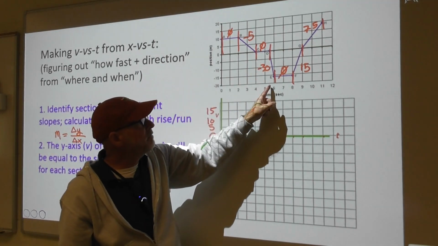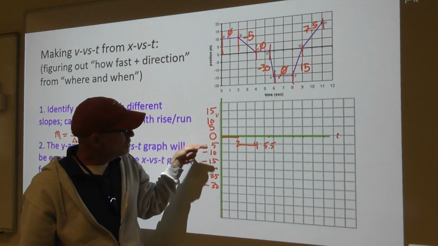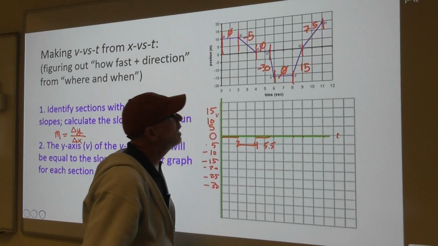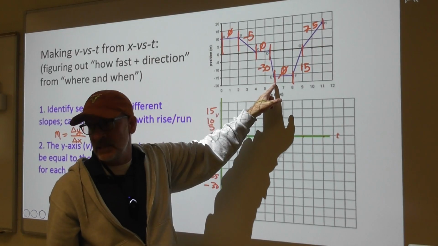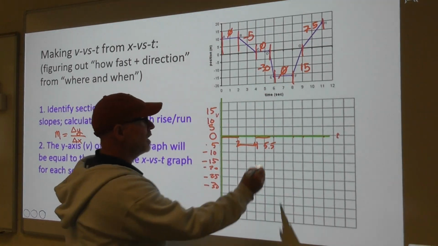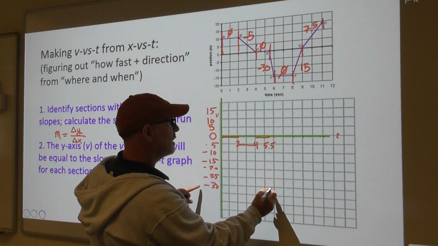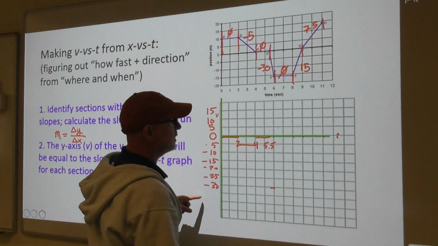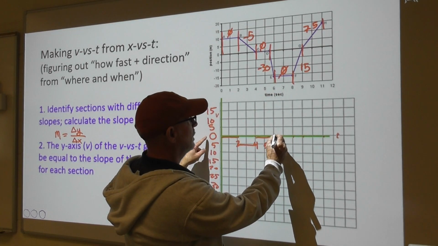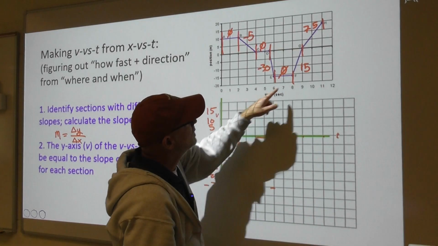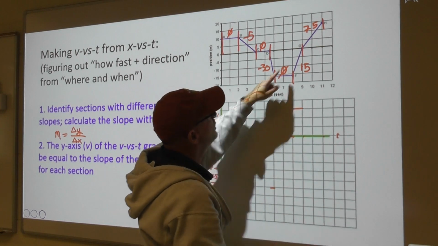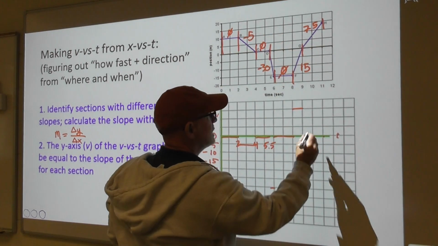Between 4 and 5.5 seconds, my slope is 0. So the y value of my velocity versus time graph is going to be 0. Between 5.5 and 6 seconds, the slope on my position versus time graph is negative 30. So the y value on my velocity versus time graph is going to be negative 30. Between 6 and 8 seconds, it's back to 0. Between 8 and 9 seconds, it's 15. And between 9 and 11 seconds, it's 7.5.